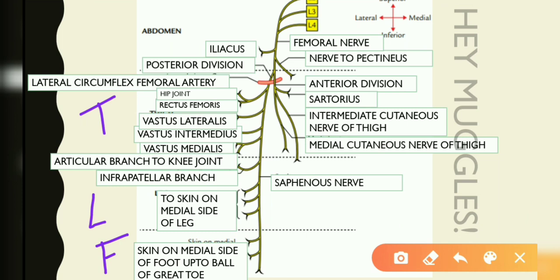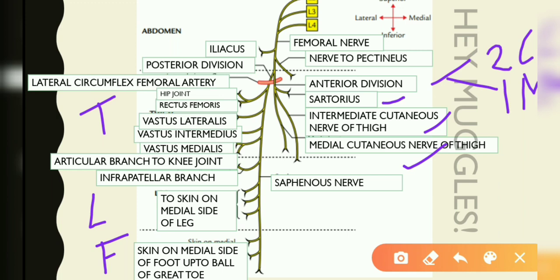The anterior division gives 2 cutaneous and 1 muscular branch. Right. 2 cutaneous branches to the intermediate region of the thigh and to the medial region of the thigh. So it is giving 2 cutaneous branches, the intermediate cutaneous nerve of thigh and the medial cutaneous nerve of thigh, and 1 muscular branch to sartorius muscle. So the anterior division gives 2 cutaneous and 1 muscular branch.